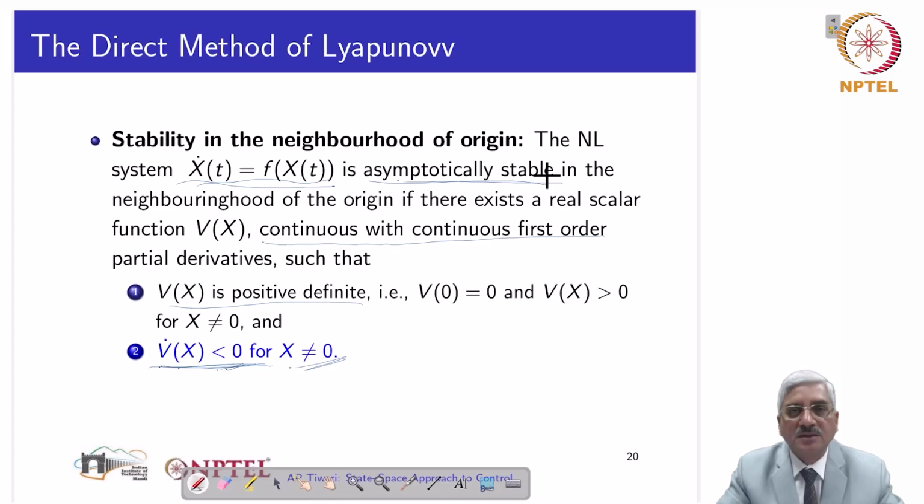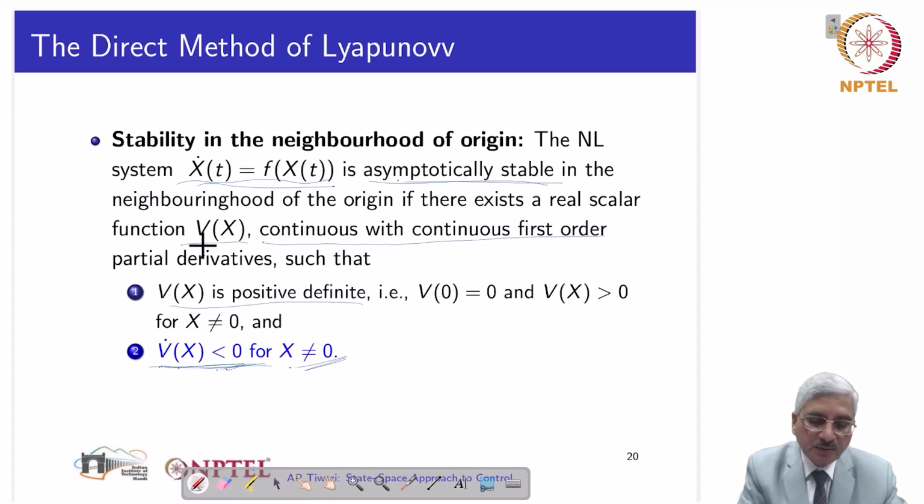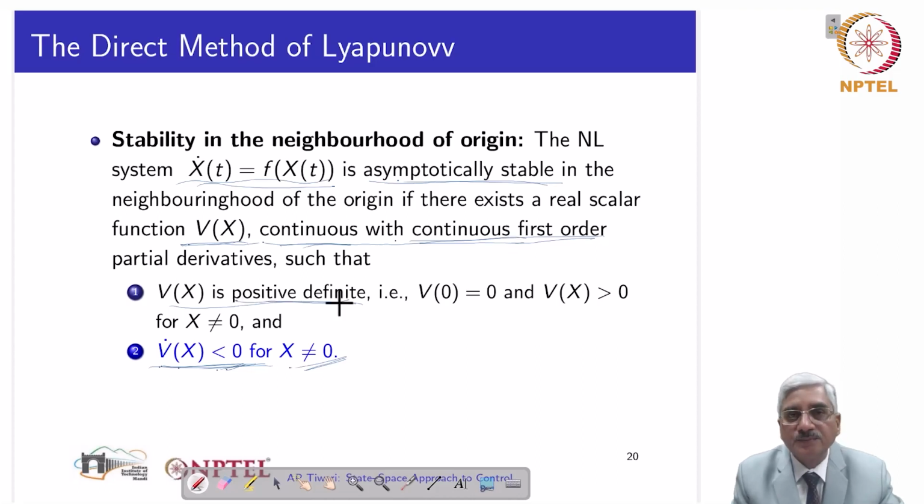So these 3-4 things we have to have: a real scalar function V(x) for the given system. It should be continuous, its first order partial derivatives should be continuous, it should be positive definite, and its time derivative should be negative definite. Then it is an asymptotically stable nonlinear system.